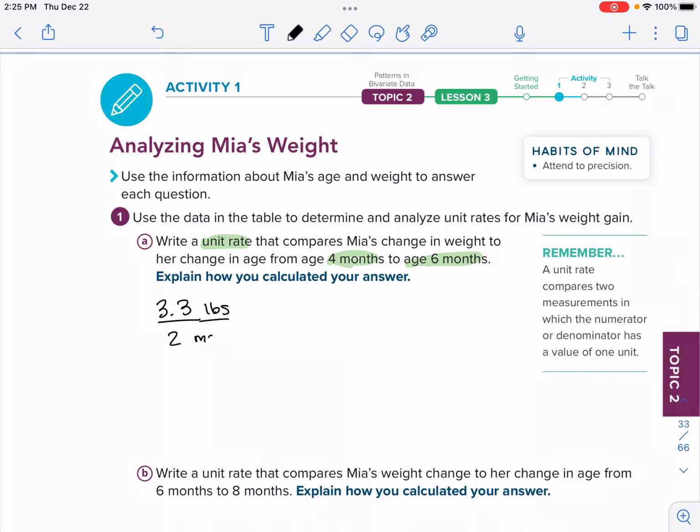in 2 months. Okay, now the unit rate is always where you want a denominator or numerator of 1. So what happens is we have to divide that. We'll have to divide 3.3 by 2. I'm going to plug into my calculator here. It is 1.65, and that is pounds per month. Okay, so just dividing it out.